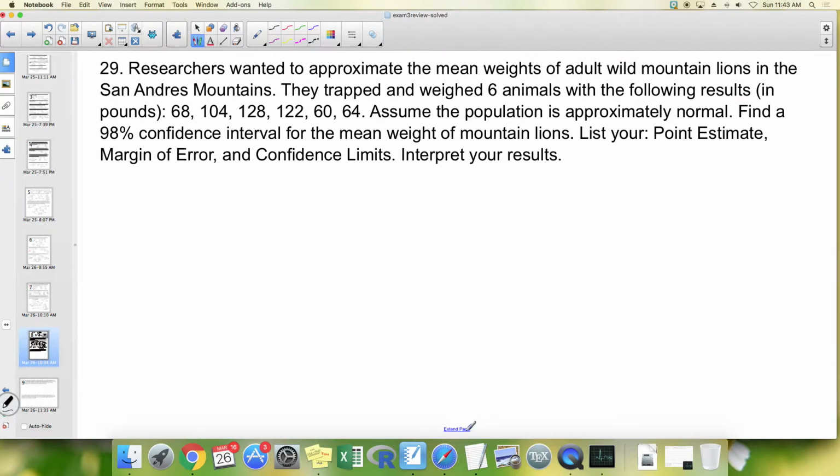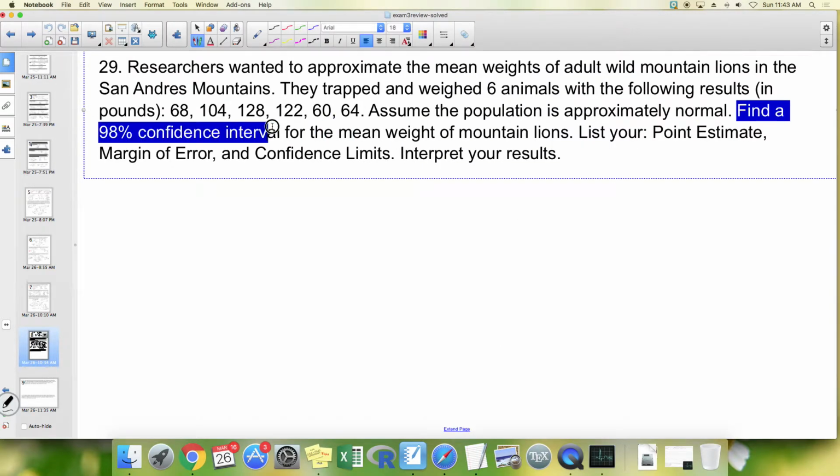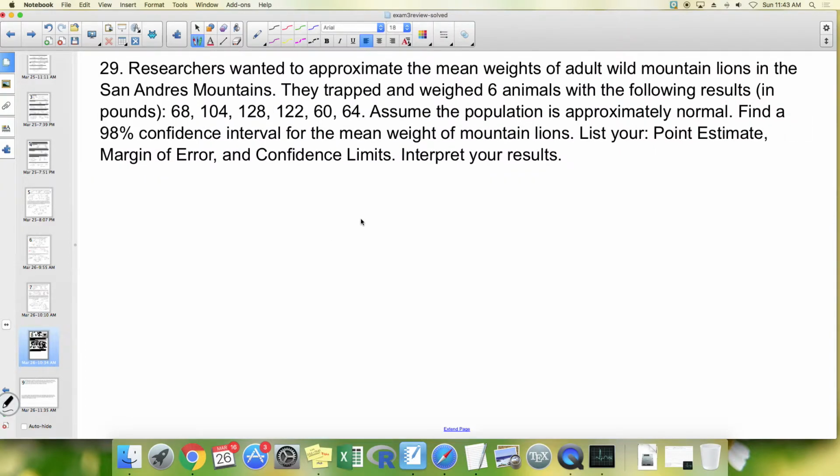Question 29. All right. Once again, it's a chapter 7 problem. How do I know that? Find a confidence interval. All right. So once again, for chapter 7, is it one population or two populations? It's one population. Okay. Next, is it x bar mu sigma, or is it p hat? That means, is it mean or is it proportion? So it's an x bar mu sigma kind of problem.